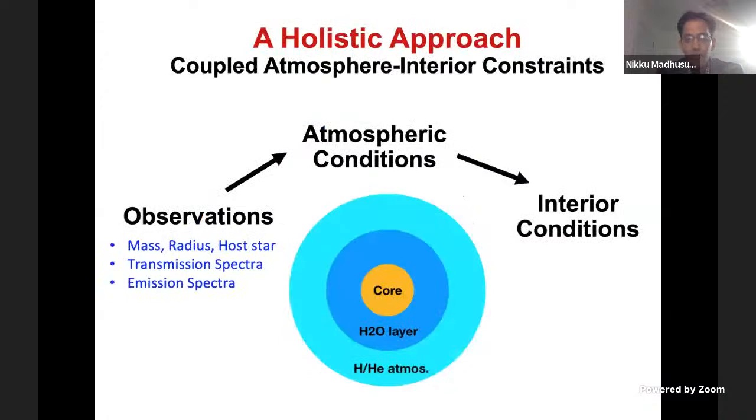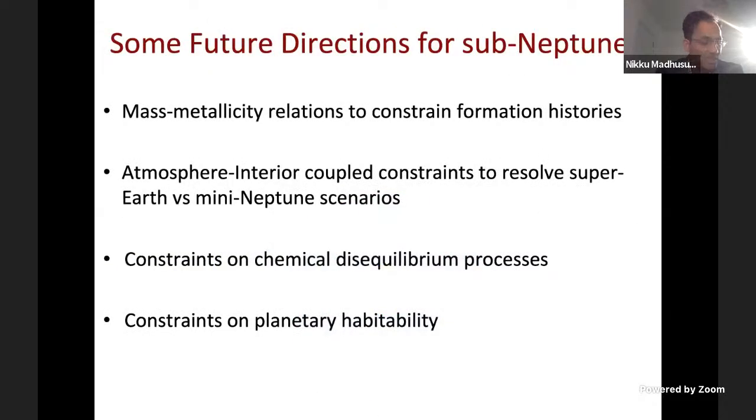So this is what I'm talking about as a future for the modeling of the sub-Neptune regime, where you have these observations, from those you can derive the atmospheric conditions, and from those you can put constraints on your interior conditions using coupled models of atmospheres and interiors. So there are various things you can do with those sorts of approaches.